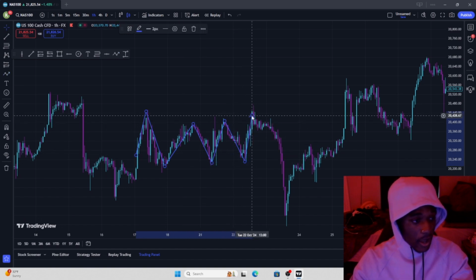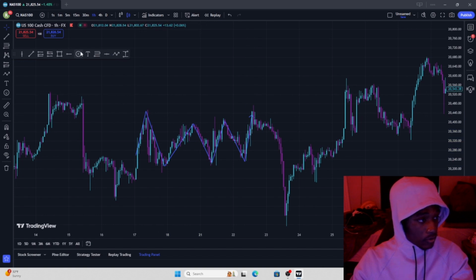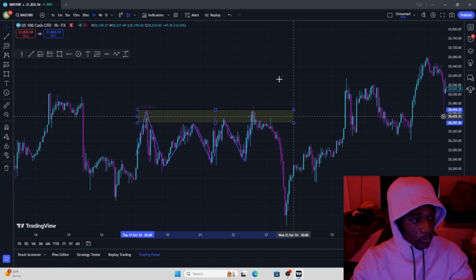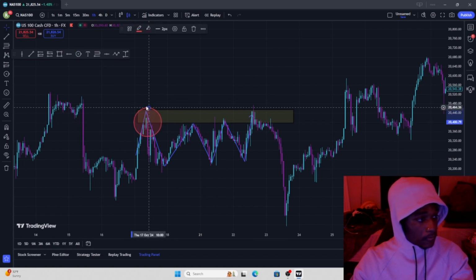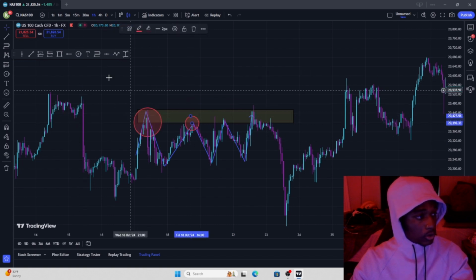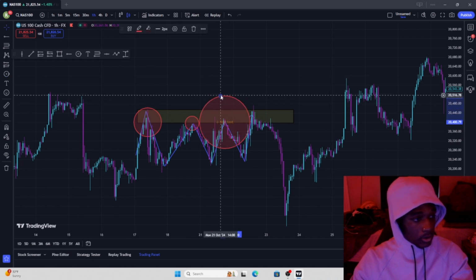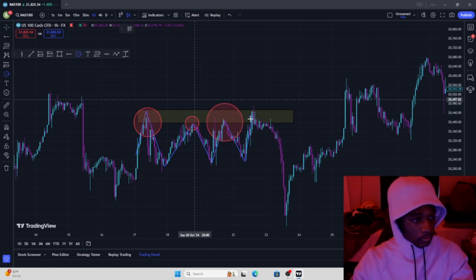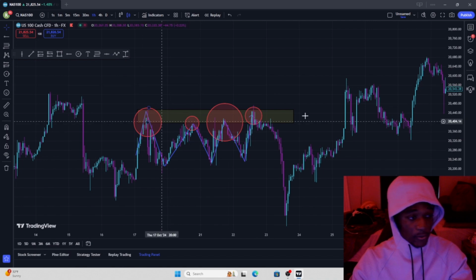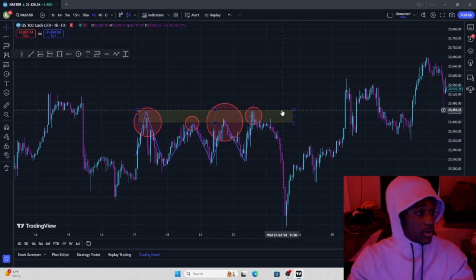So in that, we see that we have a strong resistance right here, right? So we would draw a resistance zone right here, right? We have 1, 2, 3, 4, right? We have 4 touches. So we know we have a strong resistance zone.